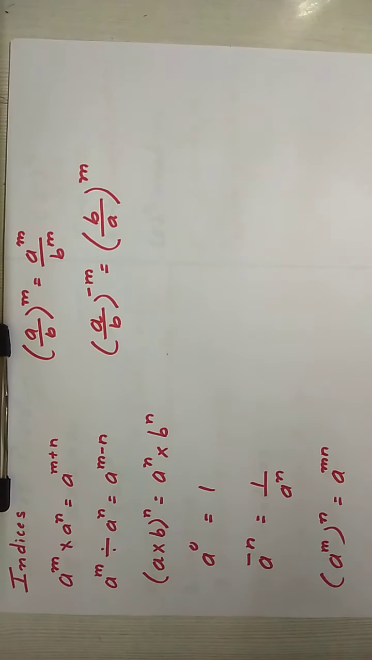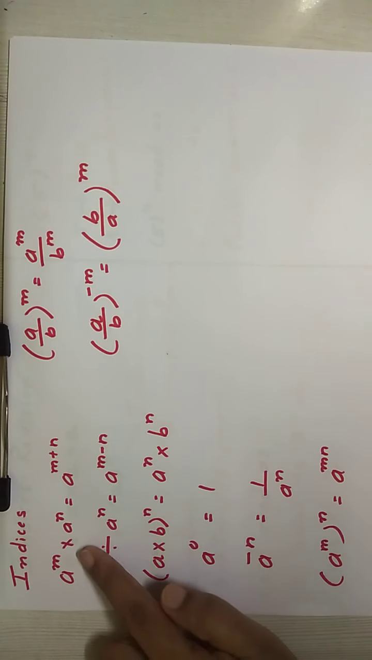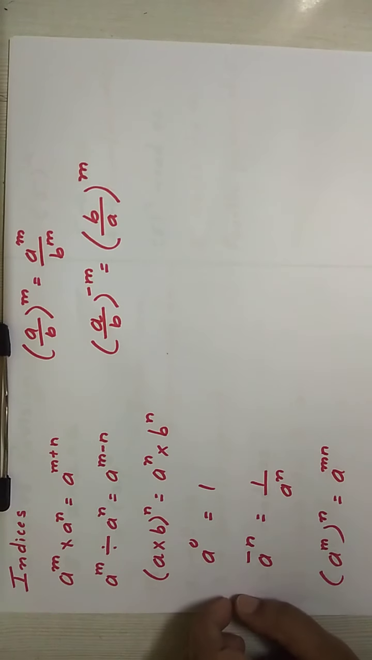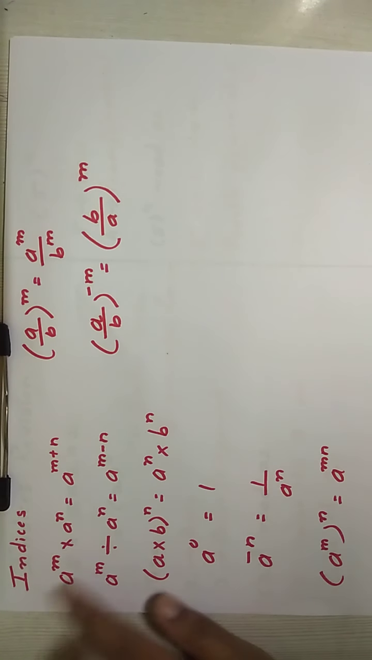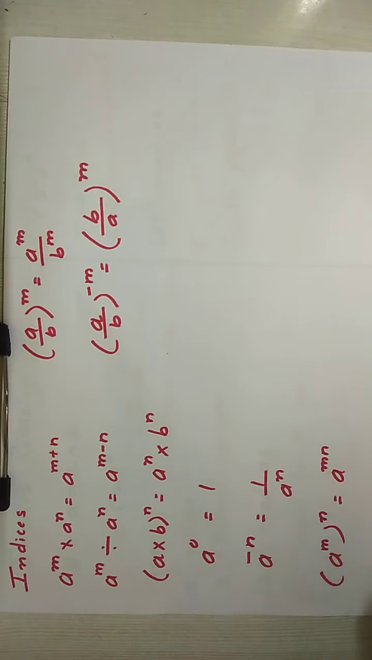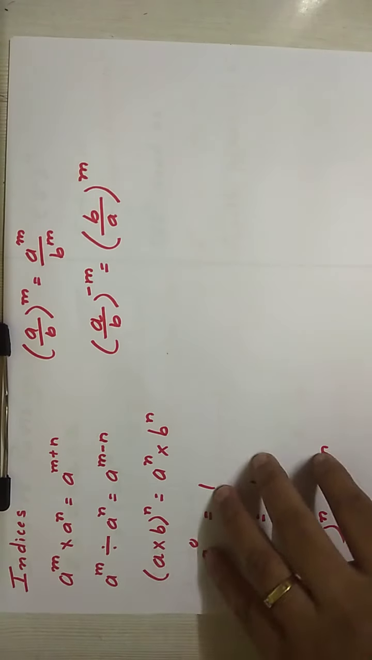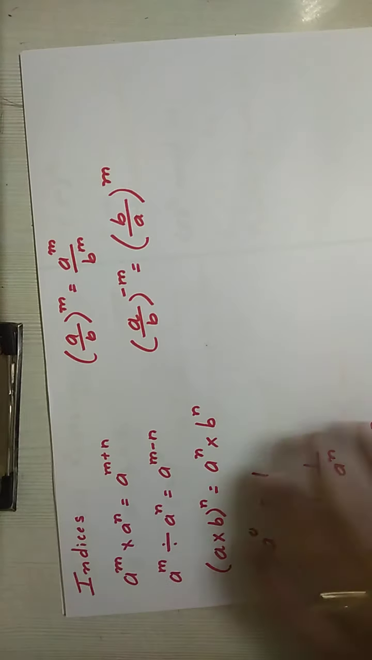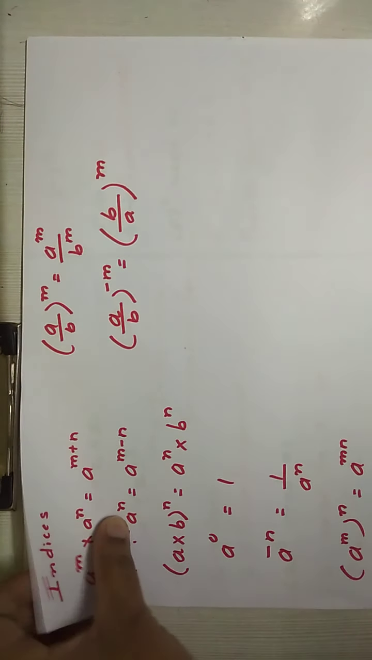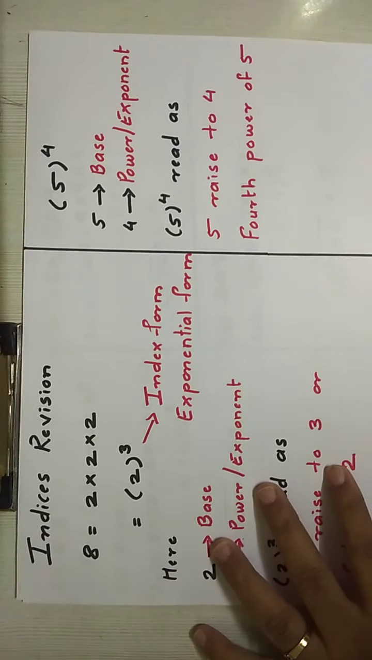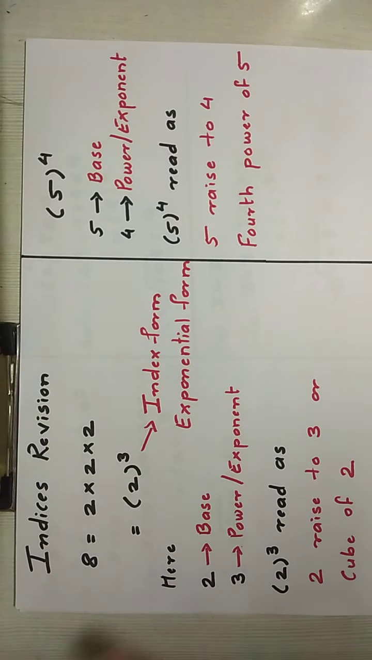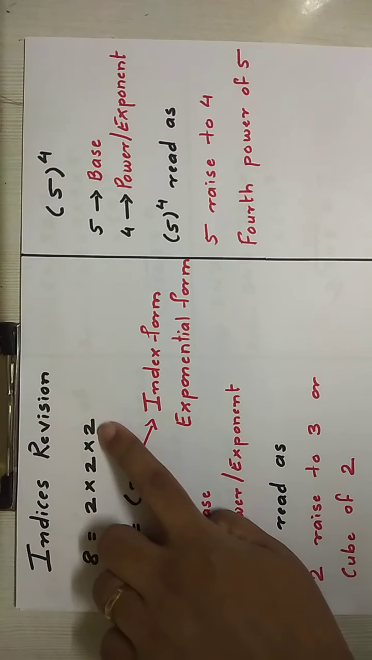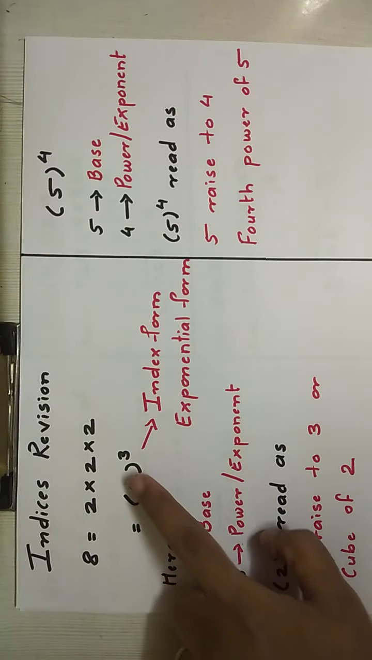The first rule says a raised to m into a raised to n is a raised to m plus n. Now here a will be base, m will be the power. Before going with these indices rules, in the video you were explained about the exponential form. For example, 8 is 2 into 2 into 2. So 8 can be written as 2 cube.